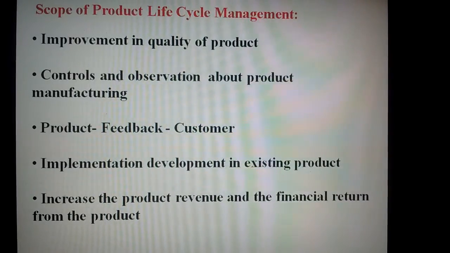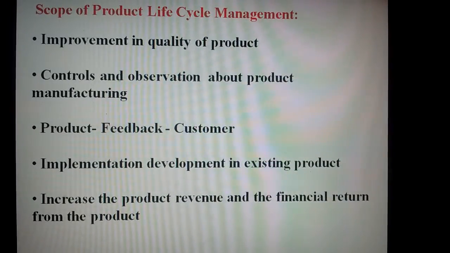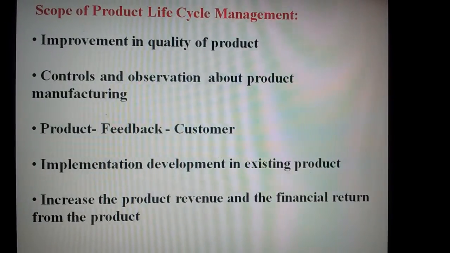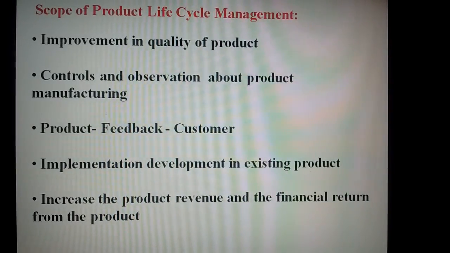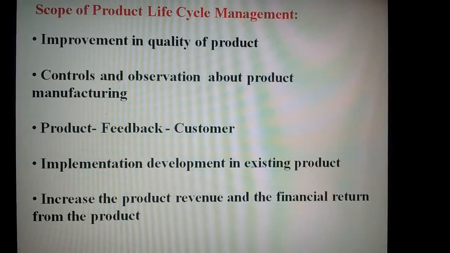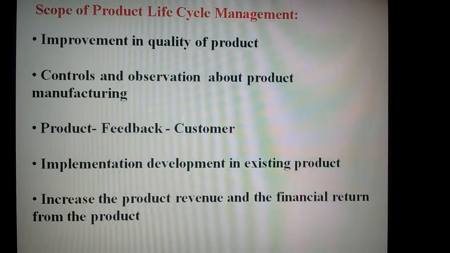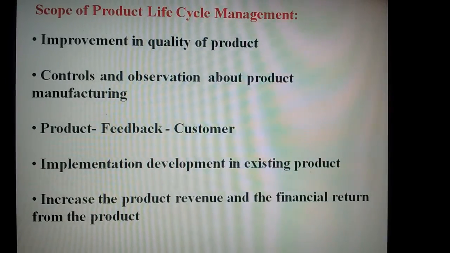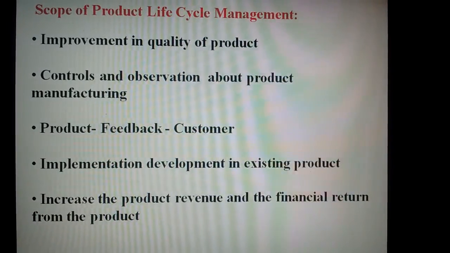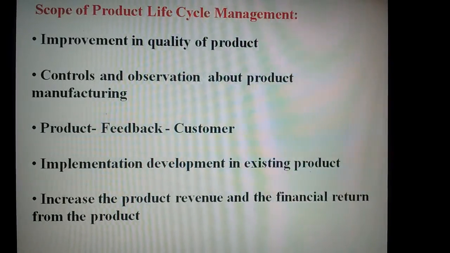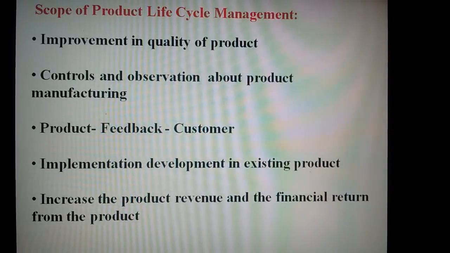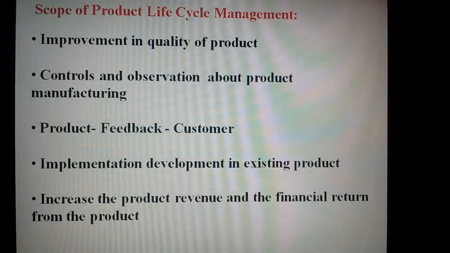Then controls and observations about the product manufacturing. Obviously if proper cycle management is there, then the observation of the products increases based on the manufacturing, and controlling is also present for proper development of the products. Then again, the cycle is useful for the product and the customer, and the main role is the feedback. The proper feedback is given by the customer. This feedback is sent to the designers, engineers, and industry, and based on that the product will be developed based on the customers.